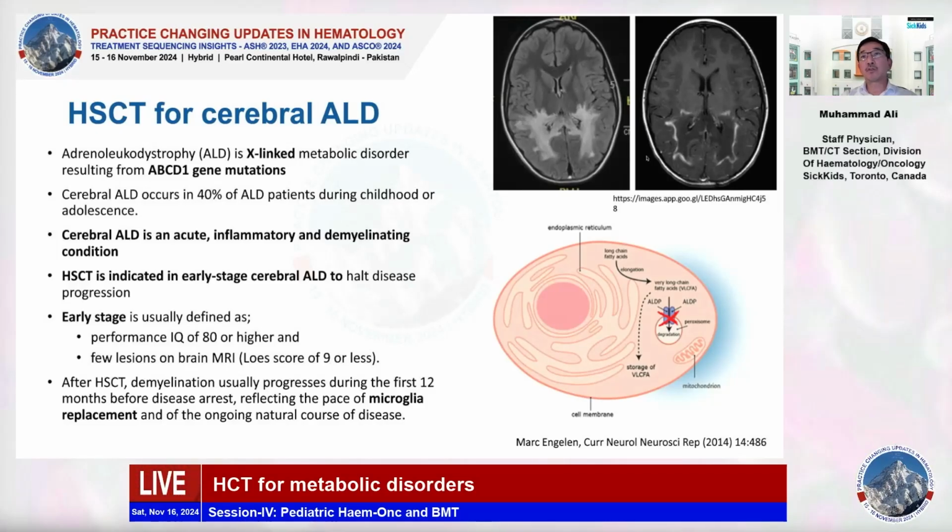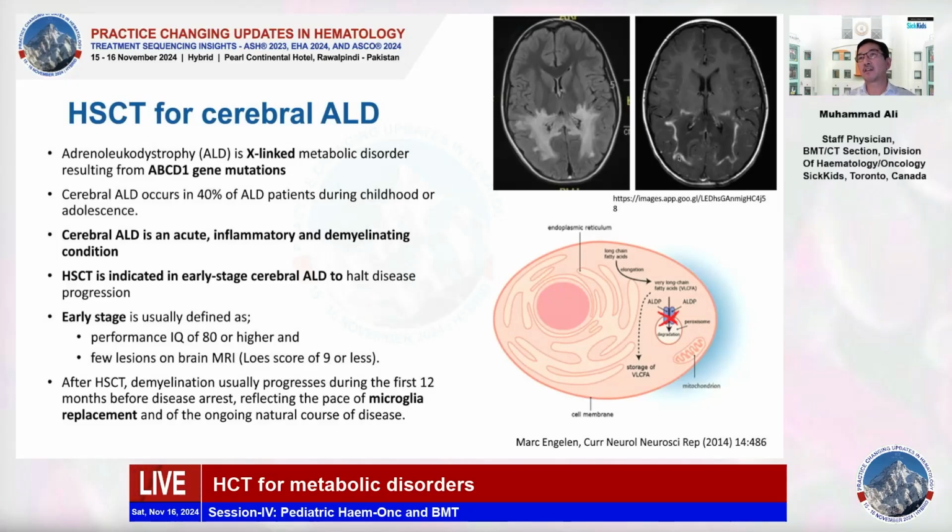And the important thing to note, when we are considering a patient who's developing the cerebral form of ALD, is that we need to do a contrast MRI before we consider them for transplant, to make sure this is a contrast enhancing lesion, because in 10 to 15% of patients with the cerebral form of ALD, these lesions may spontaneously arrest and the patient may not need transplant.